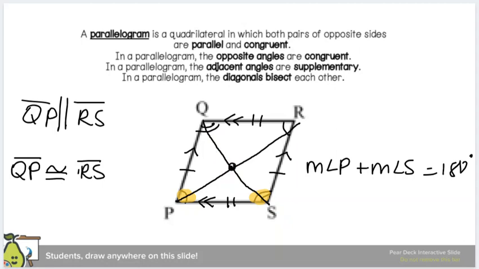So this center point up to Q would be congruent to the center point to S. And then same from P to the center point would be congruent to the center point over to R. So they're bisecting each other, which means they're cutting each other into 2 congruent pieces. All of those are the properties that make a parallelogram, and as long as you can prove at least one of them, then you know you have a parallelogram.